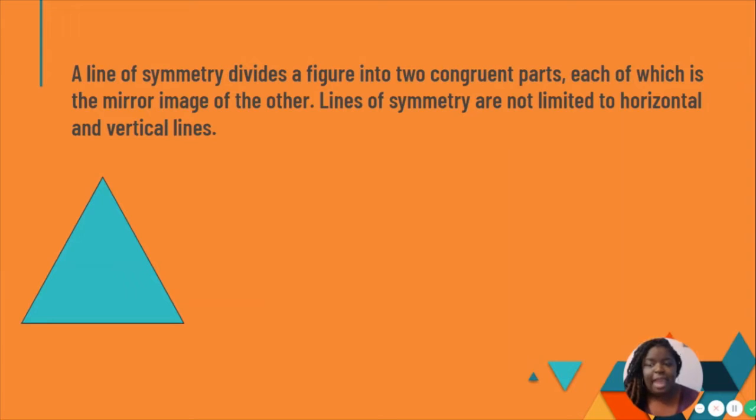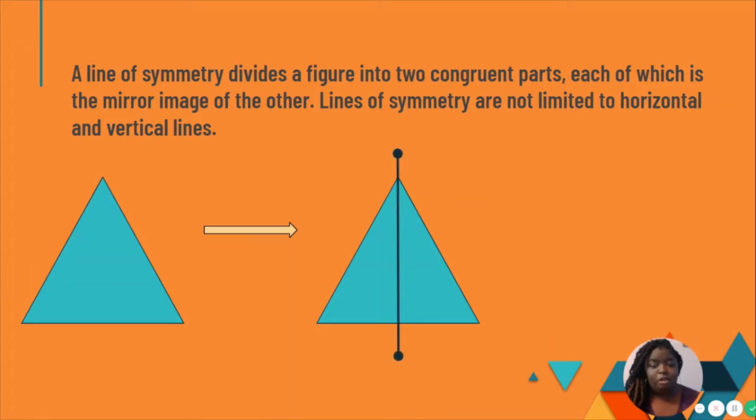So here we have a 3-sided shape, a triangle. And what we're going to do is use our lines of symmetry to divide this figure into 2 congruent parts. So now that we have our triangle, we have taken a line segment and divided it evenly to create 2 congruent parts.